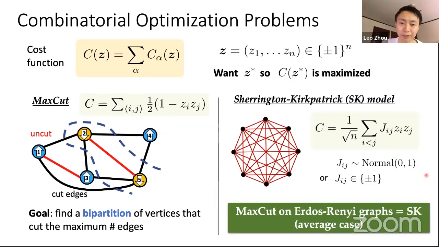This problem is actually connected to max cut, because it turns out that max cut on Erdos-Renyi graphs is equivalent to the SK model in the average case. And for those of you who don't know, Erdos-Renyi graphs are those where every edge on the graph is chosen to exist independently with uniform probability.